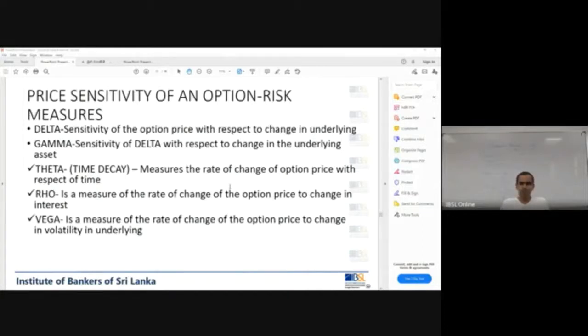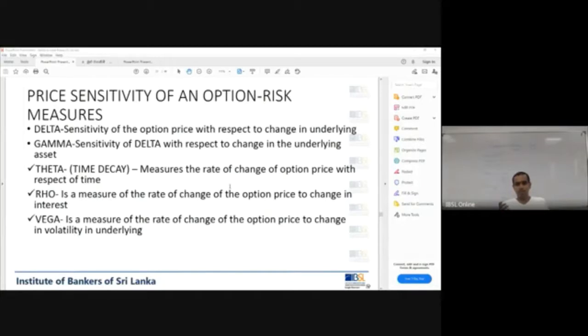How does the option price change when the underlying price changes? That's called delta. Gamma measures the sensitivity of delta to changes in underlying prices. By how much does the delta, which is the sensitivity of the option price to change in underlying price, change when the underlying price changes? That's called gamma. Then theta is the sensitivity of the option price to changes in time. When the time period changes, how does the option price change? Theta.